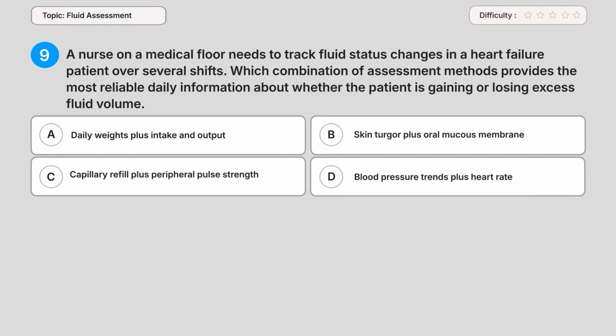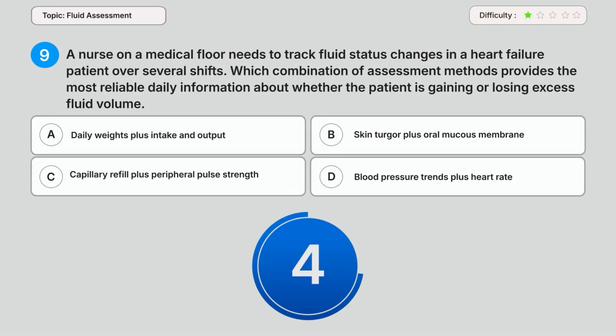Question 9. A nurse on a medical floor needs to track fluid status changes in a heart failure patient over several shifts. Which combination of assessment methods provides the most reliable daily information about whether the patient is gaining or losing excess fluid volume? A. Daily weights plus intake and output. B. Skin turgor plus oral mucous membrane. C. Capillary refill plus peripheral pulse strength. D. Blood pressure trends plus heart rate. Can you guess the answer?